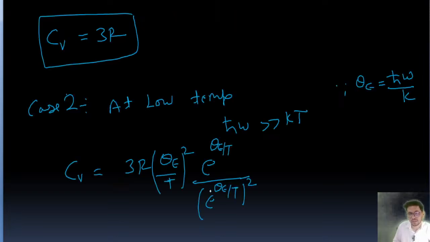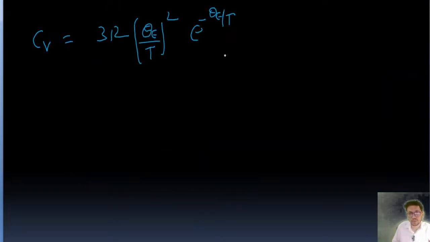Okay, this one. So this is going to be e to the power 2 theta E upon T, and this will go in the numerator. Then the value is going to be e to the power minus theta E upon T. So from here you can see CV is proportional to e to the power minus theta E upon T.